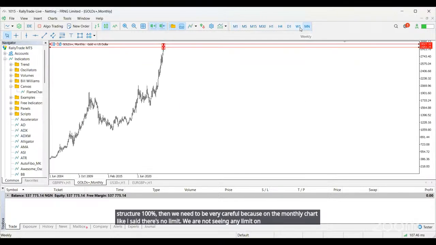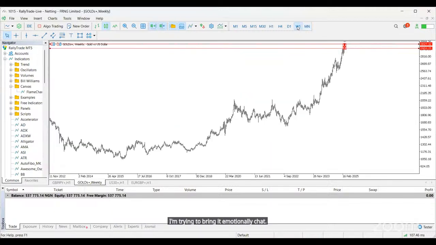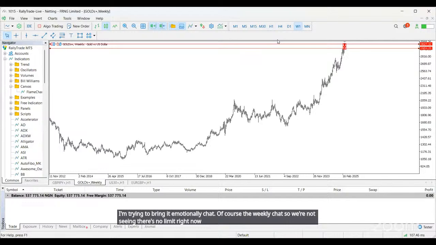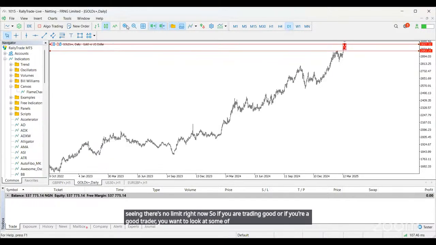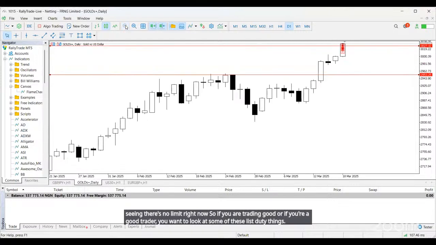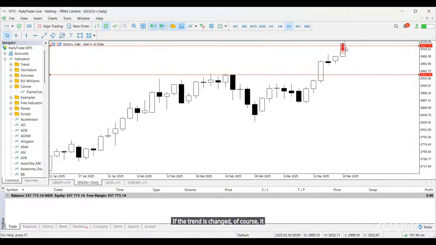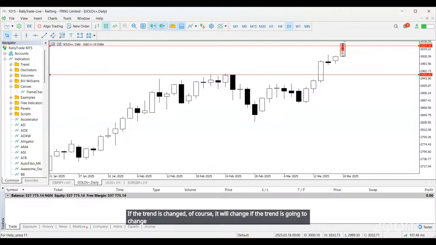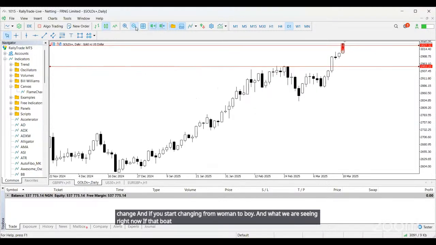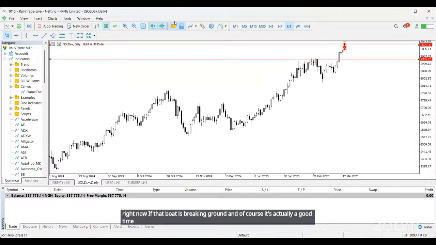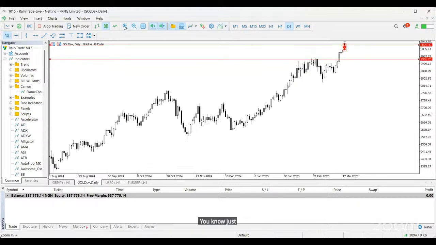Okay, I'm trying to bring in a monthly chart, of course, the weekly chart. So we are not seeing, there's no limit right now. So if you are trading gold or if you're a gold trader, you want to look at some of these liquidity things. So if the trend is going to change, then it will start changing from 1 minute. But as what we are seeing right now is that gold is breaking ground, and of course it's actually a good time for traders to start rallying in and entering.